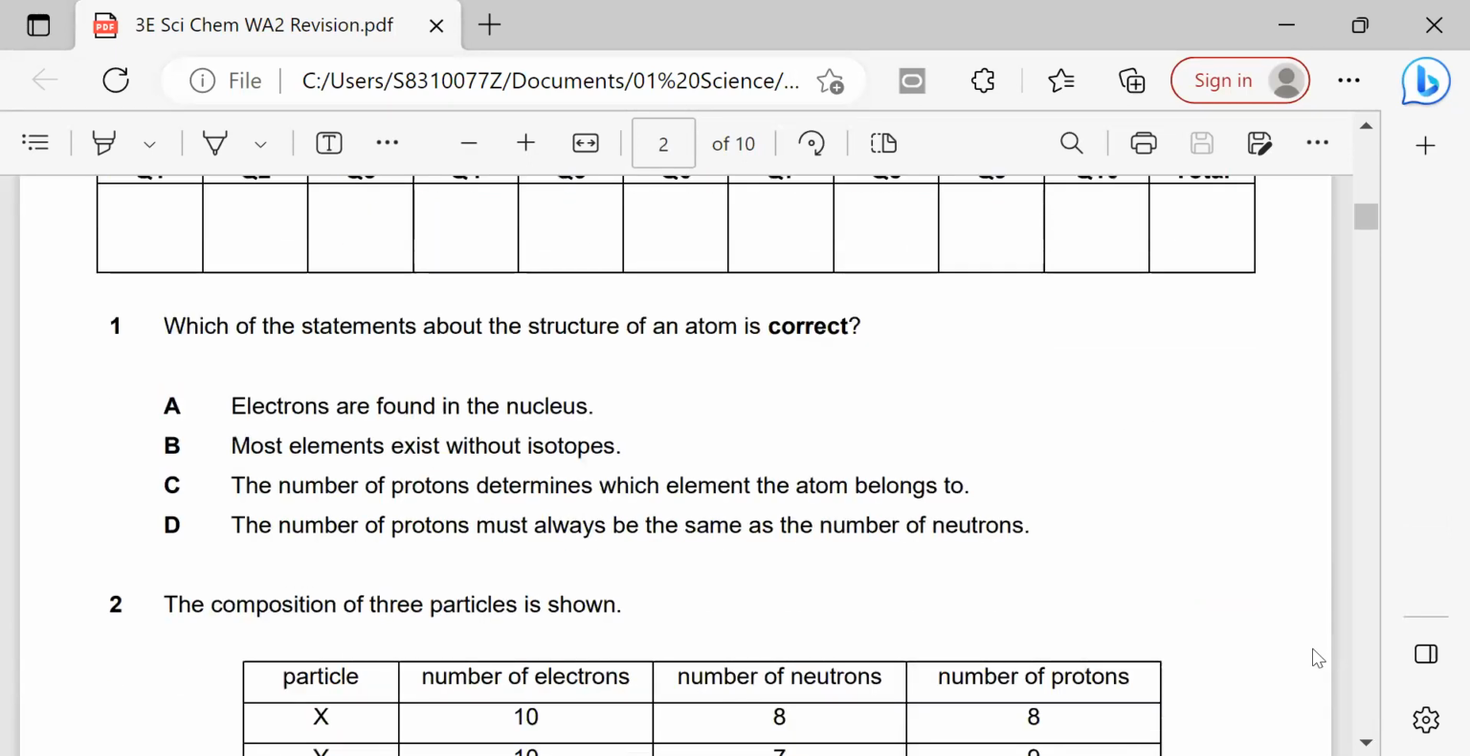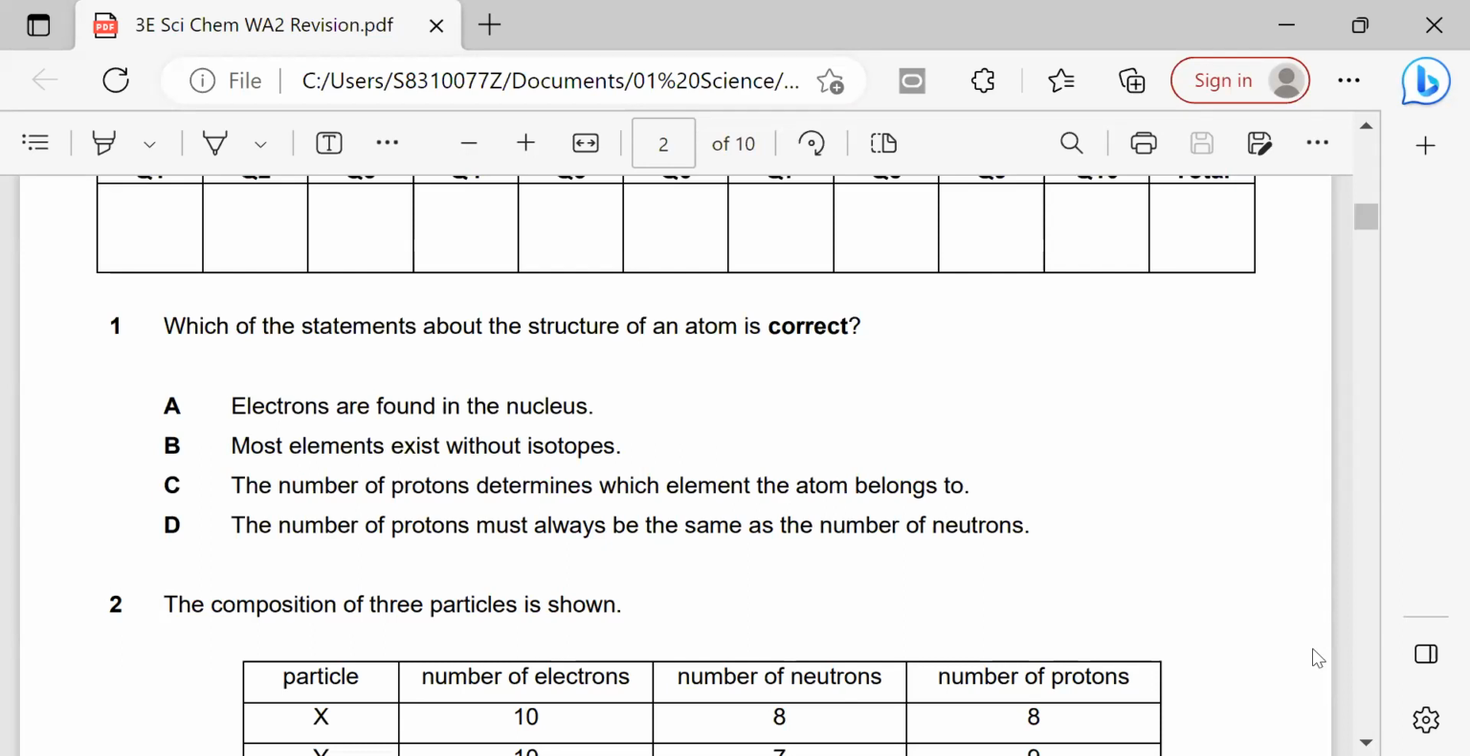Now, in the first question here, we have 4 statements about the structure of an atom, and you have to decide which one is the correct statement. For this question, you have to know the various properties of your subatomic particles, namely your protons, neutrons, as well as your electrons. And for them, you have to know where's the location, you have to know what the number of protons actually mean, as well as the impact of the number of protons and the number of neutrons.